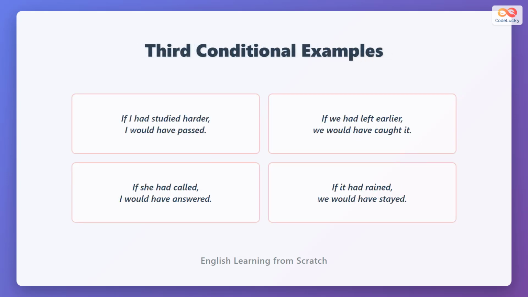Here are examples of third conditional sentences. If I had studied harder, I would have passed. If we had left earlier, we would have caught it. If she had called, I would have answered. If it had rained, we would have stayed inside.